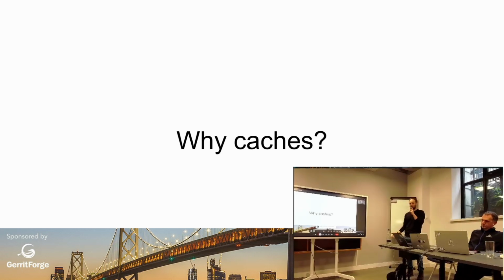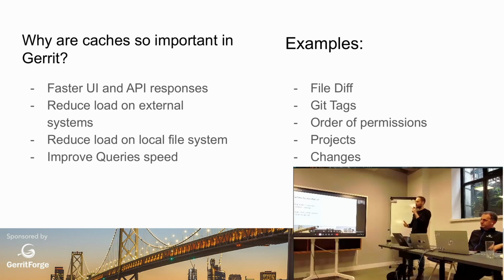So why are caches so important in Gerrit? Caches in Gerrit power a bunch of things, and they provide us with faster UI and API access. They decrease load on external systems. Think of your LDAP provider, so we can cache those calls. They also reduce load on your local file system, so every time JGit wants to look up objects, it doesn't need to go to disk constantly. If you're using a cloud provider for your disk, this also impacts the cost of the service and reduces it massively. And then finally, they also obviously improve query speeds, among other things.